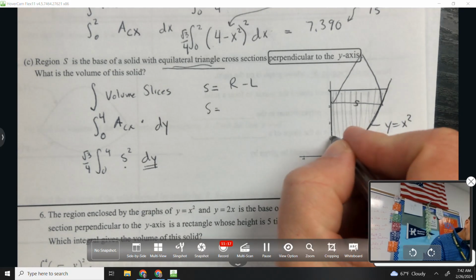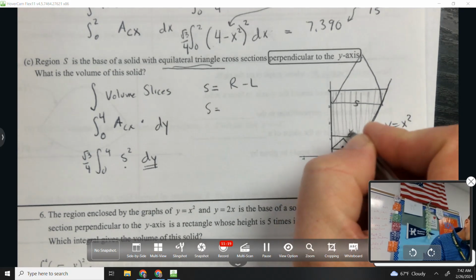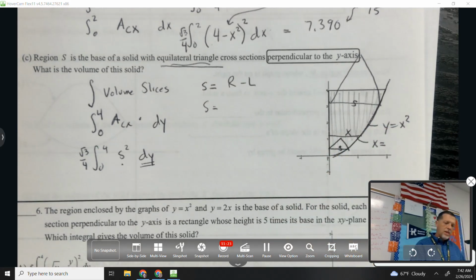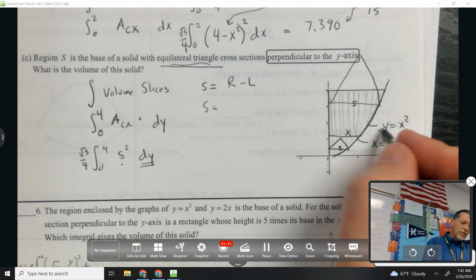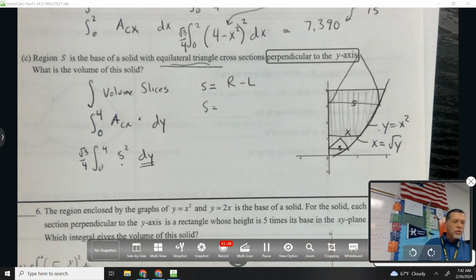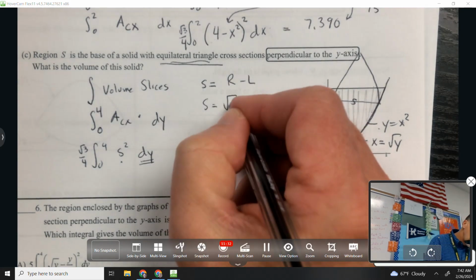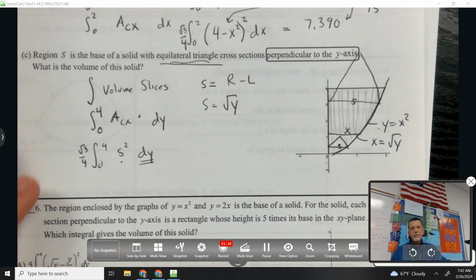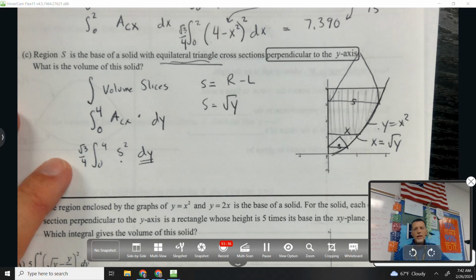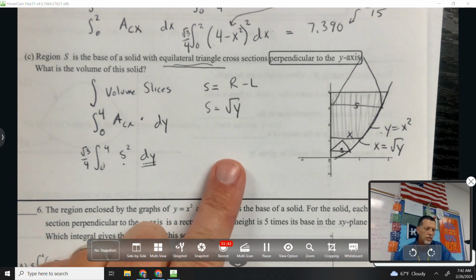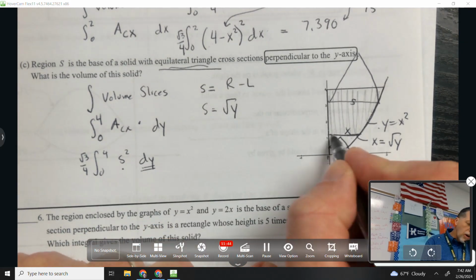Another way to phrase this is, this distance is x, but what does that x equal? Square root of y, because if I rearrange that, it's the square root of y. So I had to solve for x. I need it in terms of y, so I need x equals something to get in terms of y. So that distance is the square root of y.